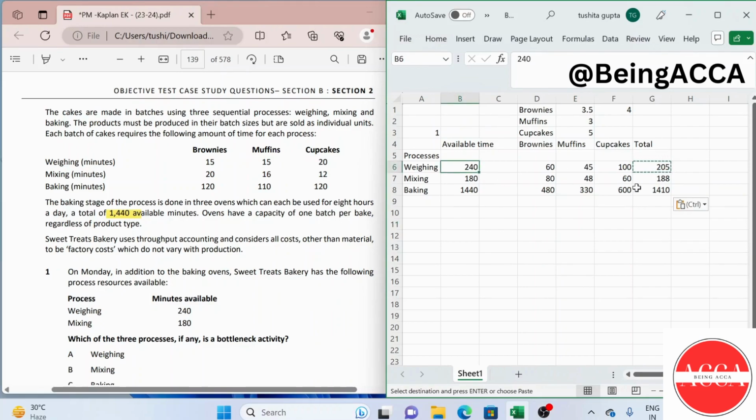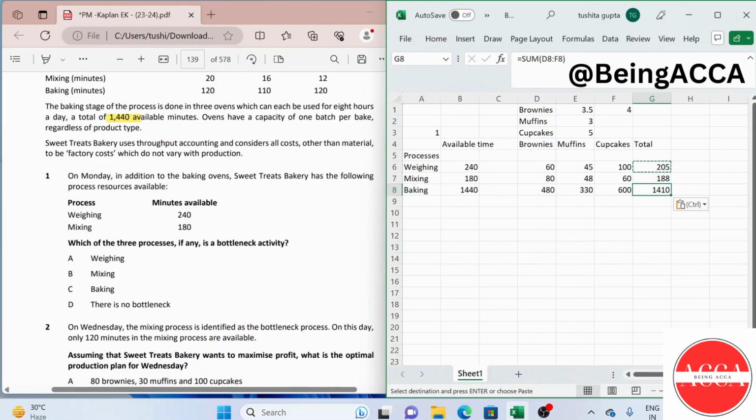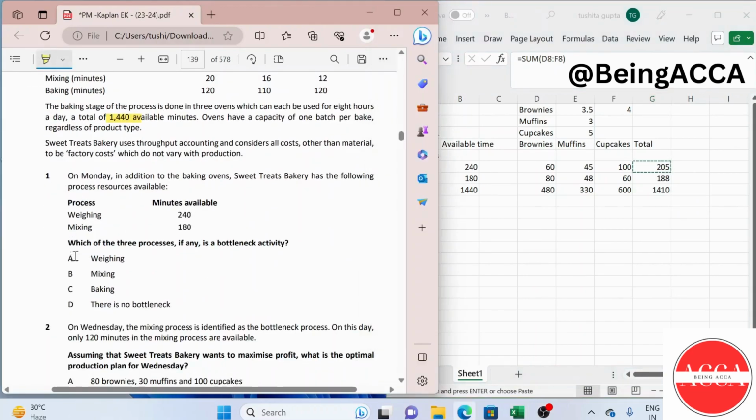Now let's go to mixing. I need 188 and I have 180, which means I have less of the mixing resource available. Now for baking, I want 1410 minutes and I already have 1440 minutes, which means mixing is my only bottleneck. And with this, I have come to the answer that B is the correct option.